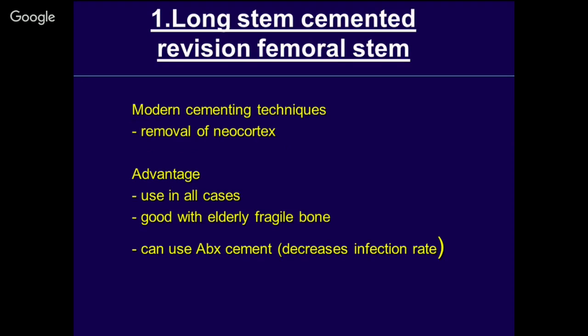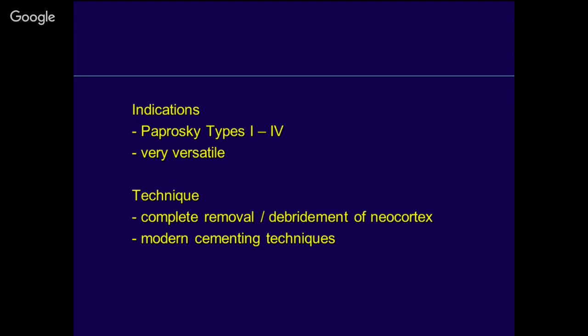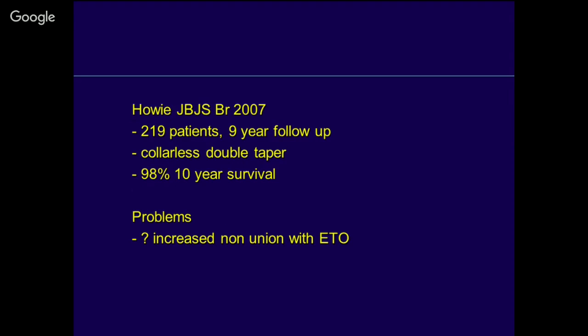For the femoral revision, what are the types of implant we have? We have long stem cemented revision femoral stems, using the modern cemented technique. Advantages: use in all cases, good with elderly fragile bone, and we can use antibiotic with it. Indication: we use it across the Paprosky scale, classification 1 to 4, very versatile. Technique is complete removal and debridement of the neocortex and modern cemented technique. We have found a 98% 10-year survival rate.